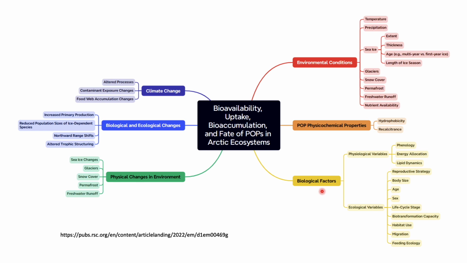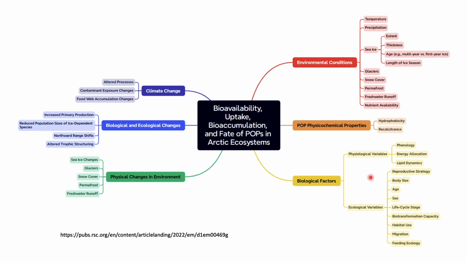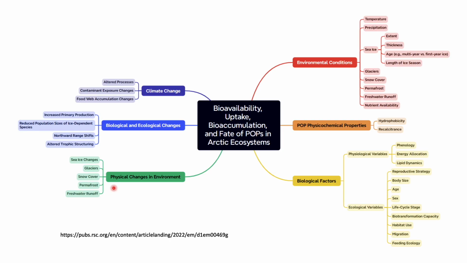And when we talk about the biological factors, physiological variables and ecological variables are involved. This is the way in which the pollutants affect the species. And here we look at the physical changes in the environment. Because of the pollutants, what happens to the Arctic environment is given here. Biological and ecological changes are happening because of the accumulation of pollutants. And finally, we know about climate change, which also affects the Arctic environment. The more details about this mind map will be discussed in the e-learning content, that is the PDF file.